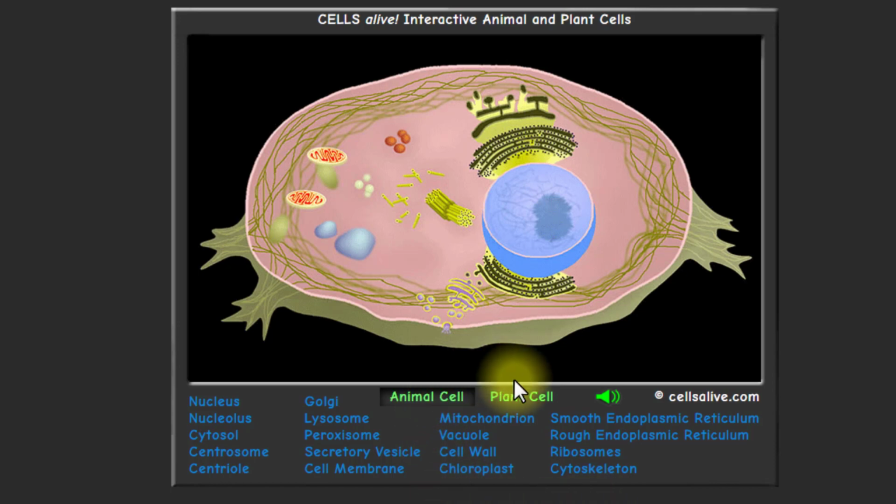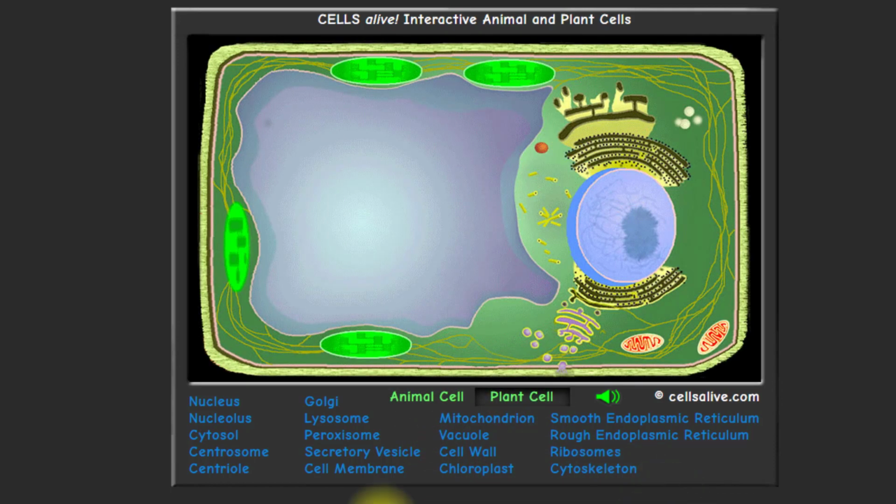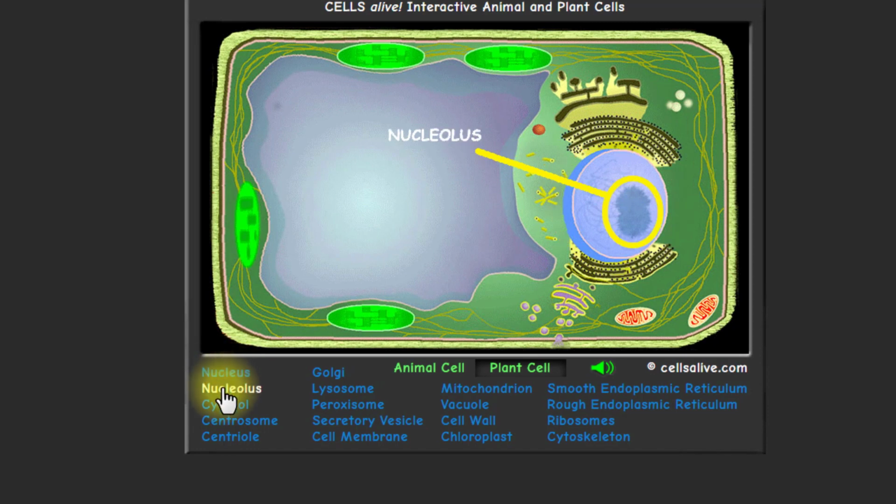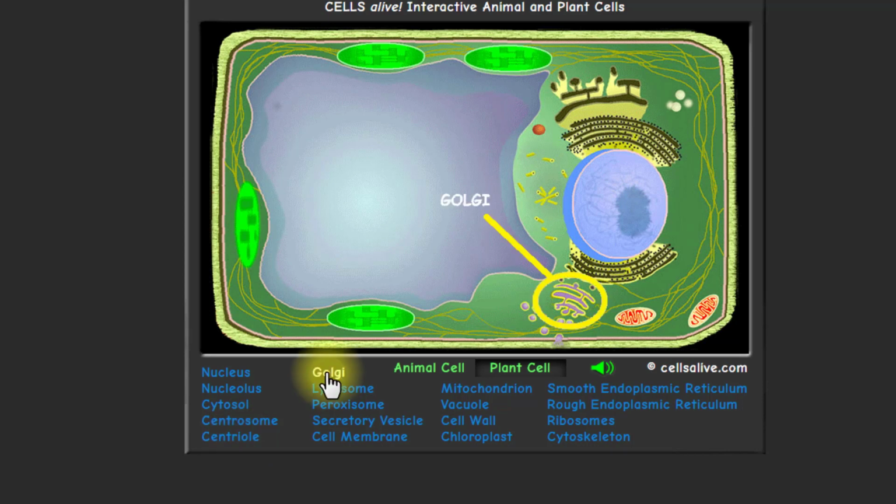Next, let's go to plant cells. Let's briefly look at the organelles inside of a plant cell. Here we have the nucleus. The darkened spot within the nucleus is the nucleolus. The liquid inside of the cell is the cytosol. Here we have the centrosome. Centrioles do not show up in this tutorial because centrioles are not shown in the plant cell, but they are located in animal cells. Here we have the Golgi body or Golgi apparatus.